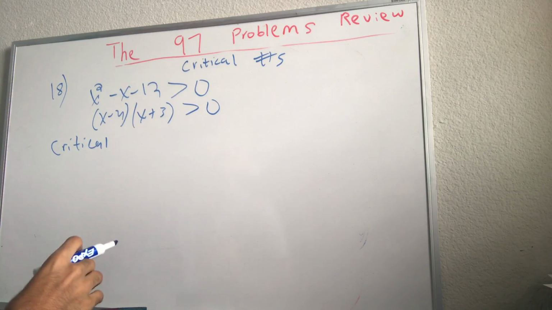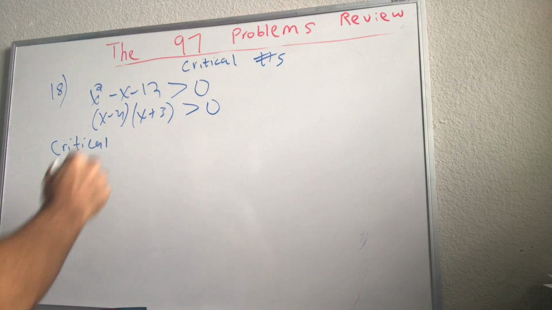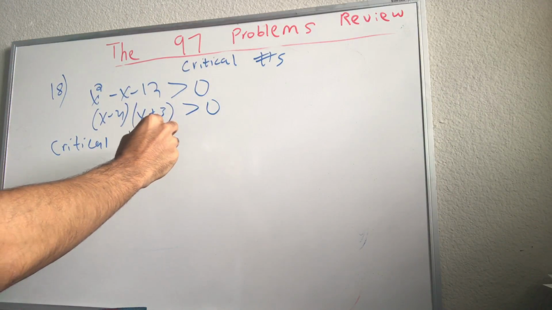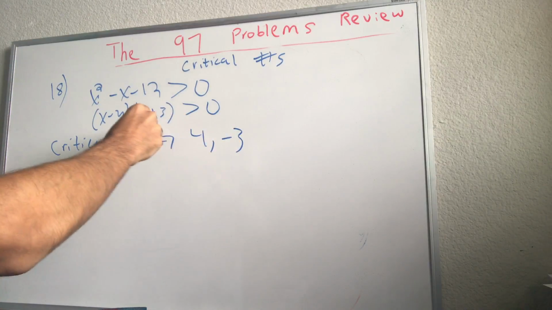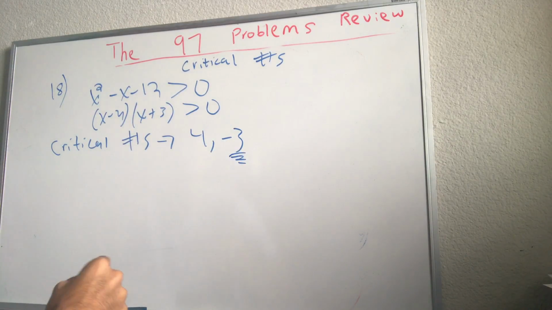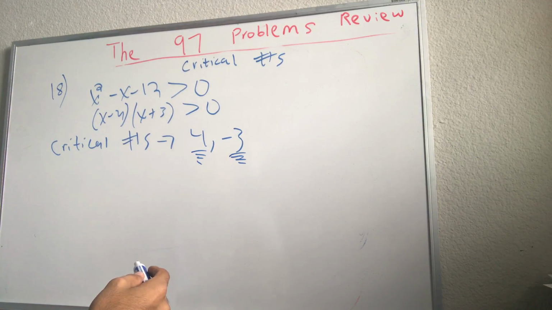And then you set each factor to 0, and the values you get by setting each factor to 0 are your critical numbers. So your critical numbers in this case are 4 and negative 3. Because I set x plus 3 to 0, I got negative 3 as one critical number, and x minus 4 to 0, I got 4. So these are the two critical numbers that I have here.